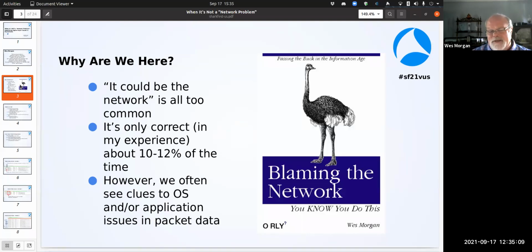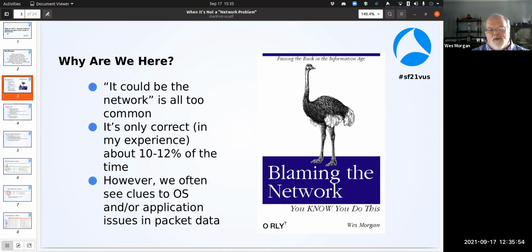And in my positions in the past, whenever anyone said it could be a network problem, it usually landed on my desk. But what I learned over the years was that it's only really a network problem 10 to 12% of the time. So, 1 out of every 8 things that lands on my desk actually turns out to be a network layer problem. But I've learned to see the clues to operating system issues and or application issues in packet data. And that can be a hard sell.